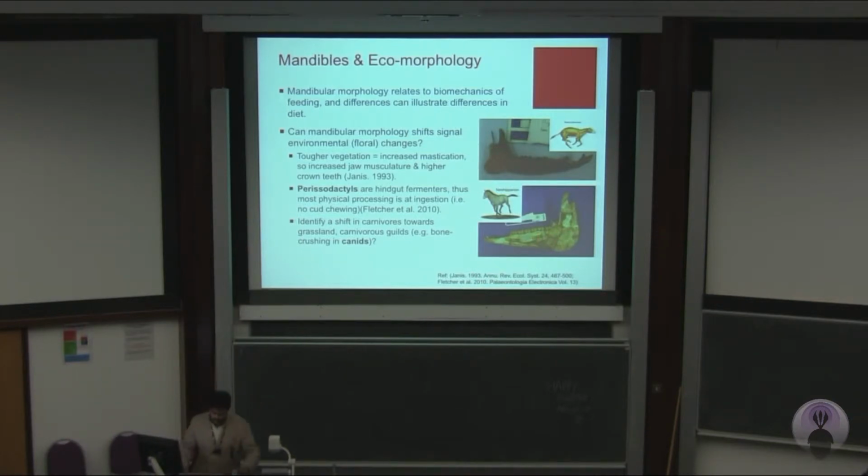We decided to focus on the perissodactyls. They are hindgut fermenters, they don't chew the cud, so they show increased mastication because the majority of the physical processing must happen at the point of ingestion. Furthermore, we decided to look at canids. Why look at canids? Well, we thought, why not? We wanted to see if we could identify any changes in morphology in the canid mandibles and link those to our herbivores and the flora.